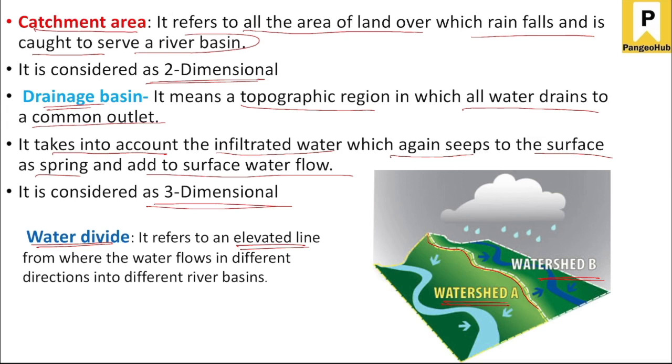That elevated portion of land decides which watershed system the precipitated water should go to. If the water falls on this region, it will ultimately go to watershed A. If it falls on this side, it will go into watershed B. So mainly these two watersheds are separated by an elevated land area that is called a water divide. The water divide is also called a drainage divide.